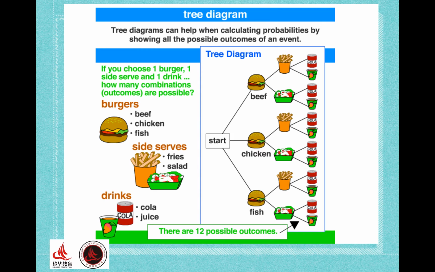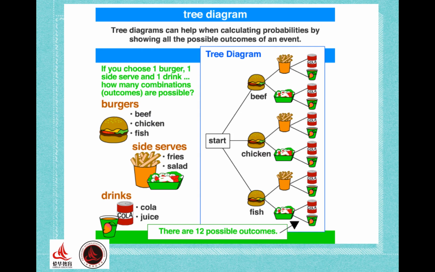So have a look on the right. Basically we start and we have 3 burgers. We draw 3 branches for the burgers. Okay, so there's 3 options. Then we continue our branches. So we have 2 branches coming from each burger. We have chips and salad.